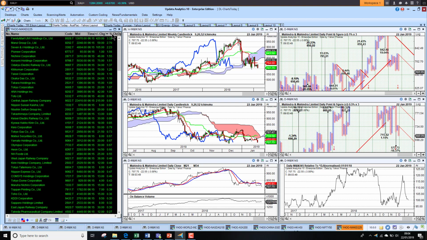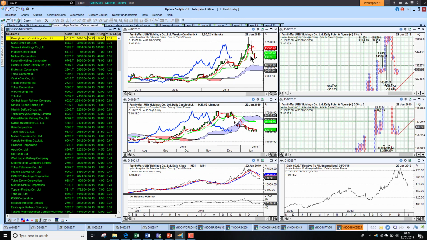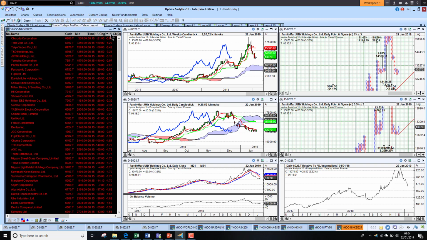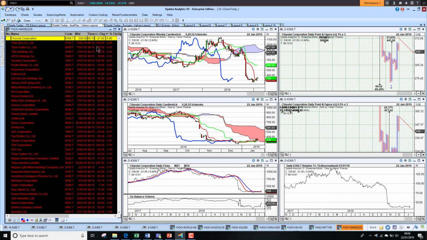Looking at the Japanese market, we see here more stocks are up. Family Mart up 3%, holding on to its bull trend, so looking a little bit better, but the relative is just changing position there. And also China we're seeing down 5%. So we're still seeing some pretty big falls, even though the index was up.